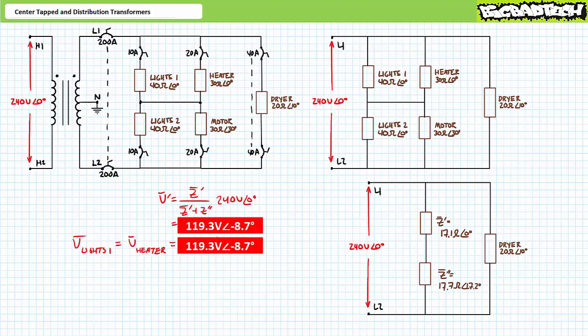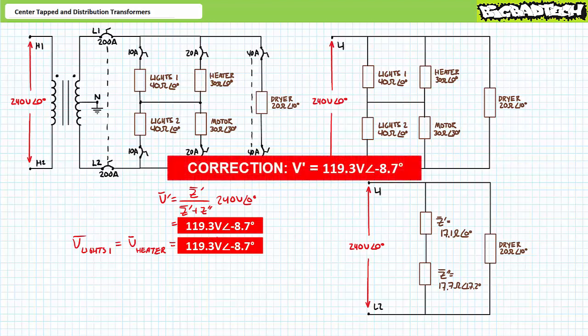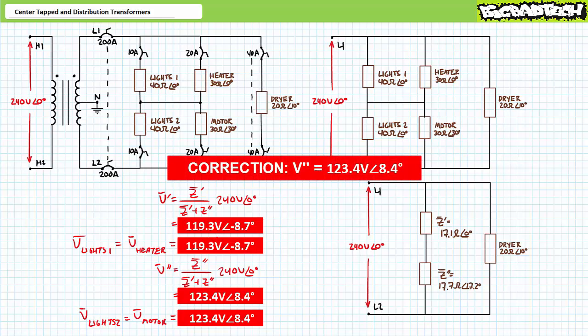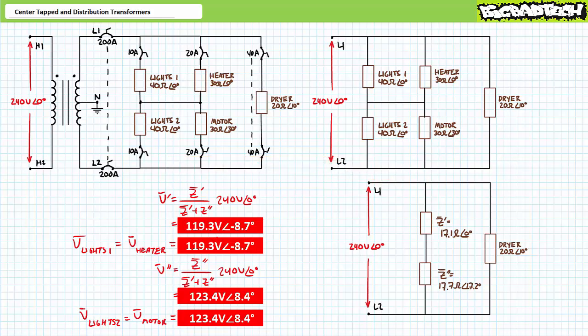An application of the AC voltage divider rule demonstrates that Z single prime, the parallel combination of the first lighting load and the heater, experiences a differential of 127 volts at an angle of negative 7.1 degrees. Similarly, another application of the AC voltage divider rule demonstrates that Z double prime, the parallel combination of the second lighting load and the motor, experiences 115.1 volts at an angle of 7.9 degrees. No longer is voltage equal between these single-phase loads. Understandably, current through and thus power dissipated by these elements lacking the neutral connection will also change.